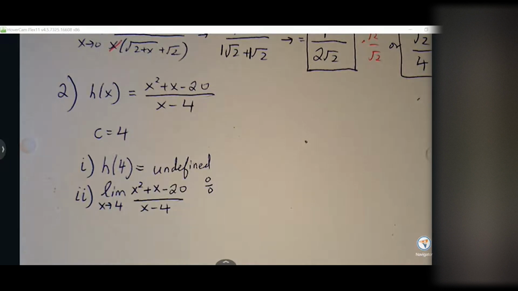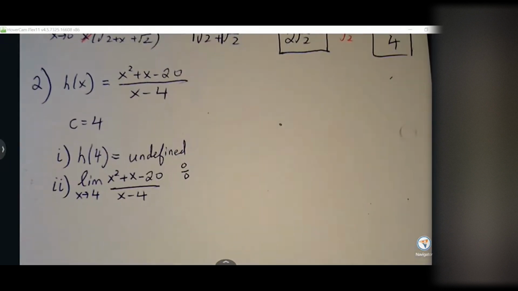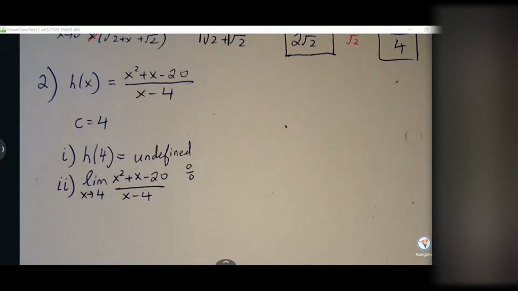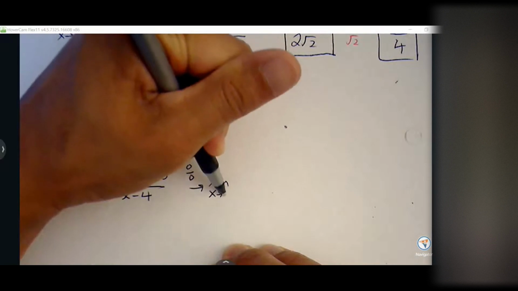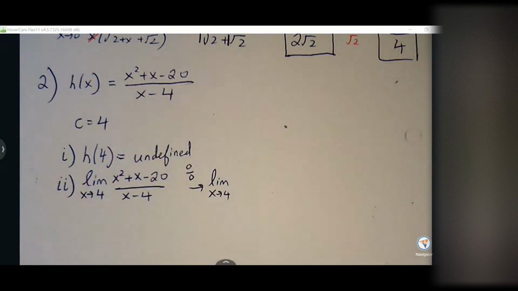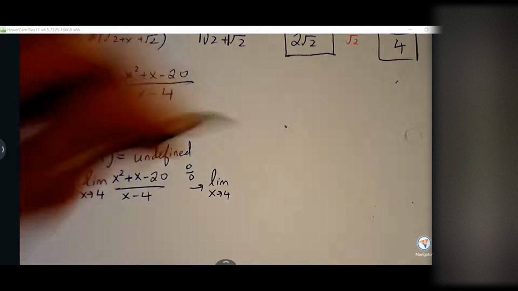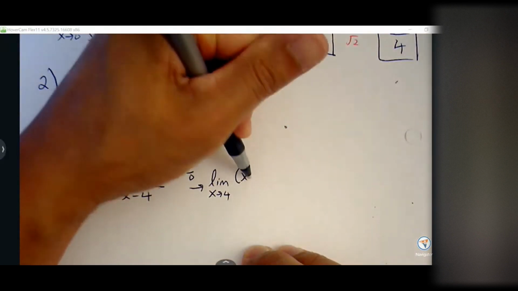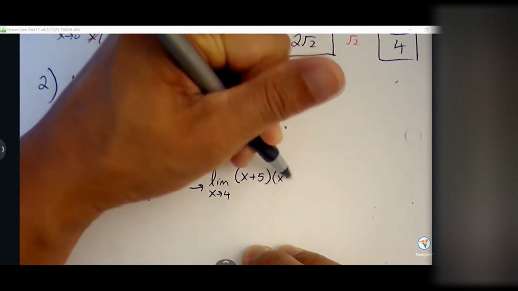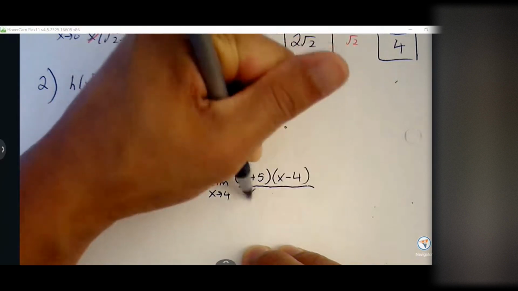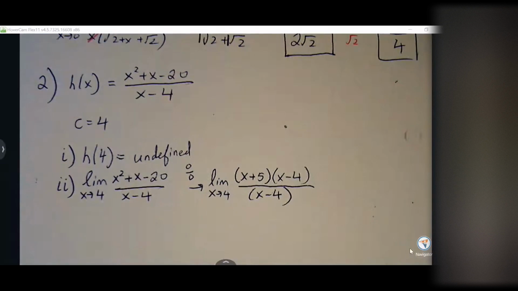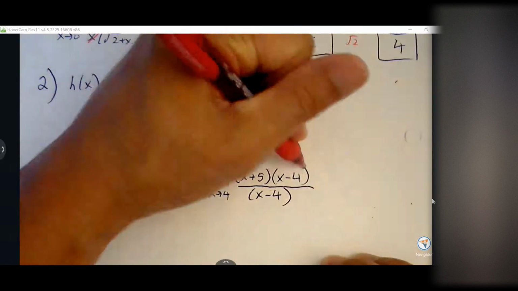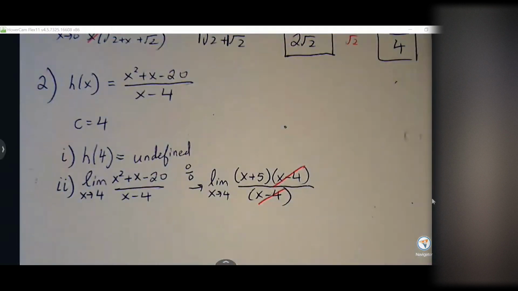Which means that there are some common factors hiding in there that we want to identify and remove and find the limit. Multiplies to be negative 20, adds up to be 1. 5 and 4. 5 and negative 4. Good. Factors match and cancel out. Reevaluate.